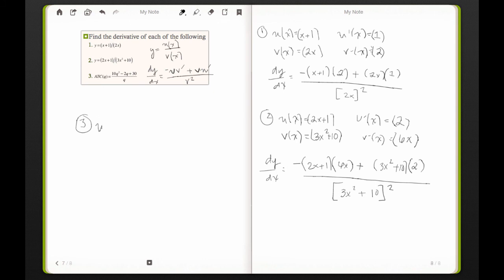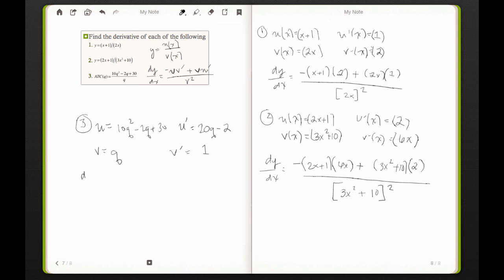So let's define our functions. I'm just going to put u here. Our top function is 10q squared minus 2q plus 30. Our bottom function is just q. Our u prime, the derivative of this with respect to the variable of interest, q, is going to be 20q minus 2. And then v prime here, the derivative of this with respect to q, is just 1. So I've got everything I need.